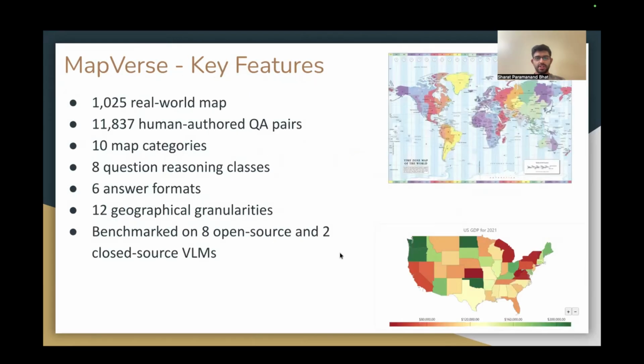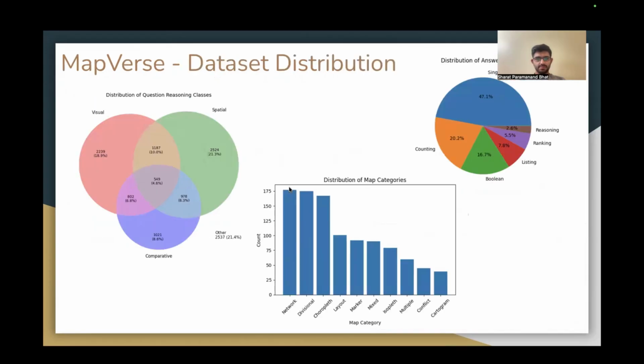The key features of our dataset are that we have close to 1,025 real-world maps, along with 11,837 human-authored question-answer pairs. There are close to 10 map categories, 8 question reasoning classes, 6 answer formats, and 12 geographical granularities. We have benchmarked our results on 8 open source and 2 closed source VLMs.